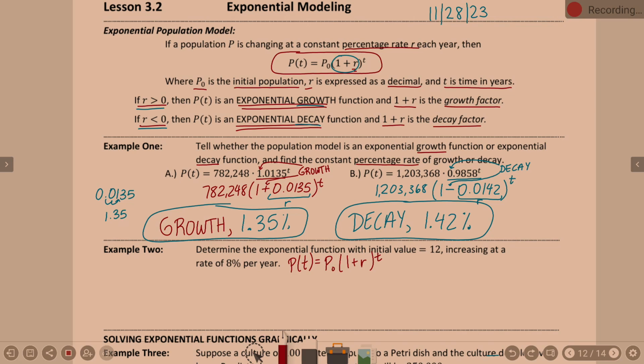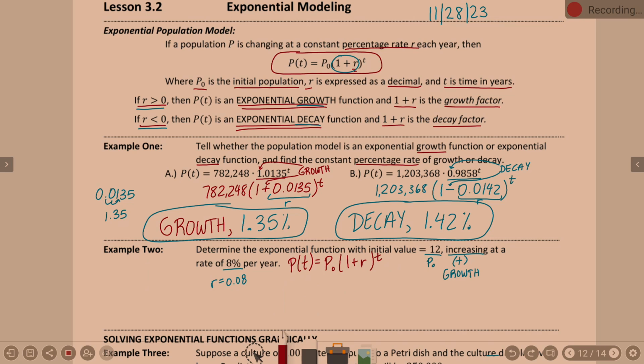What do you know? Initial value of 12, that's going to go in for P naught. Increases at a rate of 8%. Well, what do we know about 8%? As a decimal, that is 0.08. So R is going to be 0.08. And what's the other key word that you had to catch here? It's increasing. So if it's increasing, what's that mean? It's growth. You're going to be adding, yes? That could have just as easily said decreasing. Then you'd know it would have to be decay and subtracting. Fair enough?